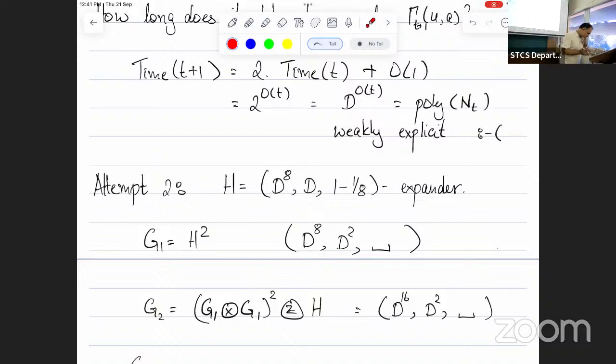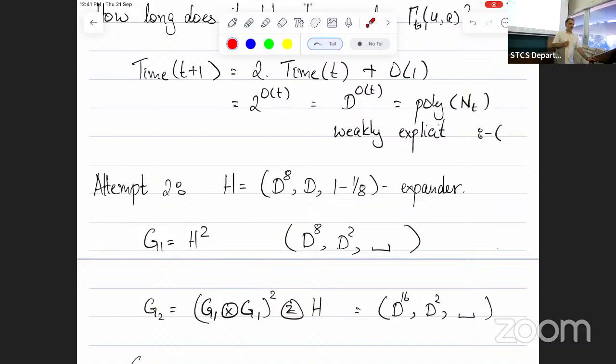Okay, am I missing something? This will be d power 4. The tensor itself will become a d power 4, but then I take a square of that, so that will become a d power 8, which makes it compatible with applying this thing. I'm just saying G1 tensor G1 whole square.